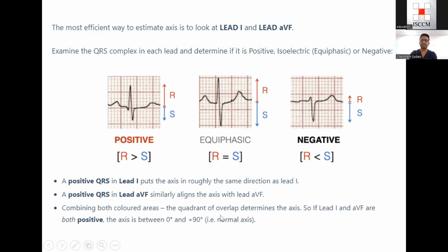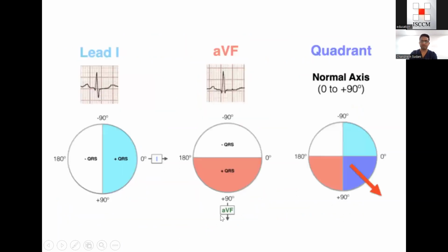As I told in the previous chart, now we'll come to the colorful presentation. Look here. In lead 1, this is a positive deflection, so we put it in the minus 90 to plus 90 range because it's lead 1. But aVF will always come on the downward side. If you combine both these things, the axis corresponds to the blue area, which is a normal axis, which you can consider 0 to 90. But ideally, even if it is minus 30 to plus 90, it should be considered a normal axis.